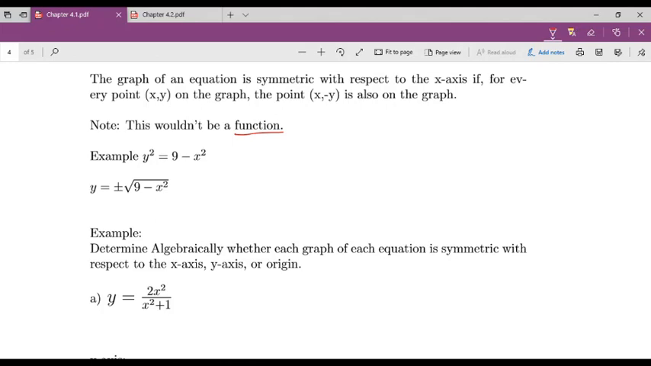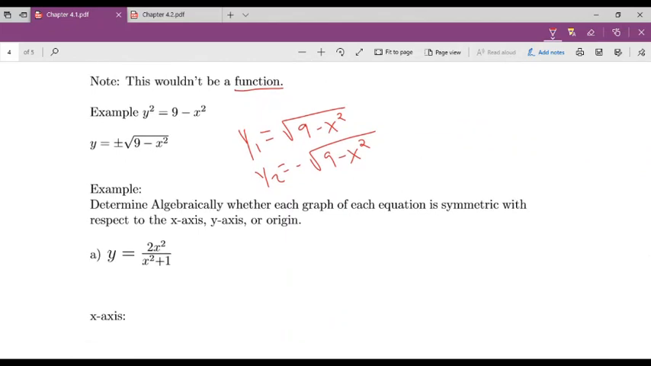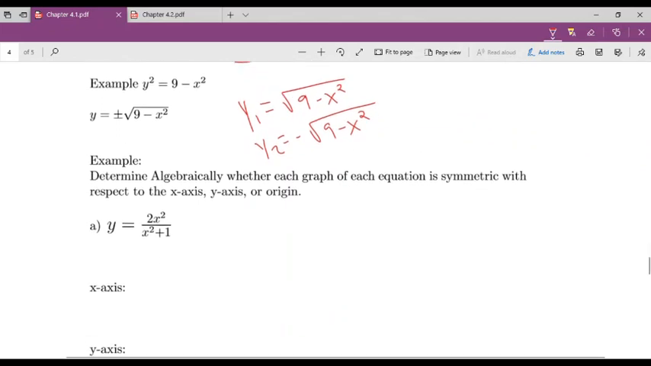If you graph this, what you get is a circle. If you want to graph this on your calculator, you have to graph y1 equal to the square root of 9 minus x squared, and then y2 equal to negative square root of 9 minus x squared. Those are the two functions you would graph. Easy enough. And you'll see that it's reflective with respect to the x-axis.